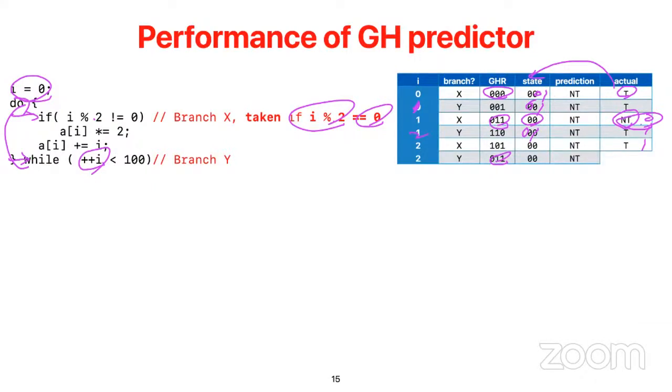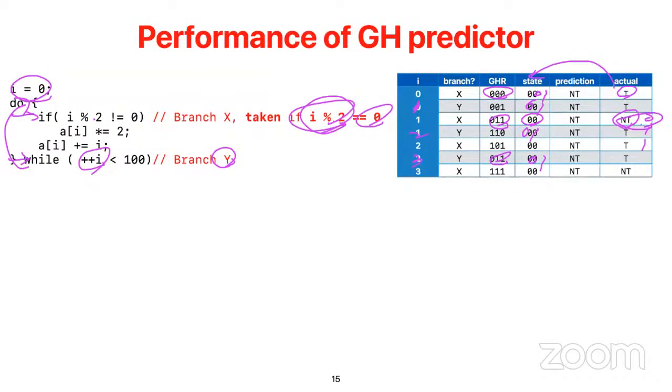However, very unfortunately, because you are at branch Y, it's taken. So the next time you should increment it to 0, 1. Okay, we got it wrong. Now, when i equals 3, we know that 3 mod 2 is non-zero. So even though the previous 3 are taken, this one should be predict not taken. And we are lucky again.